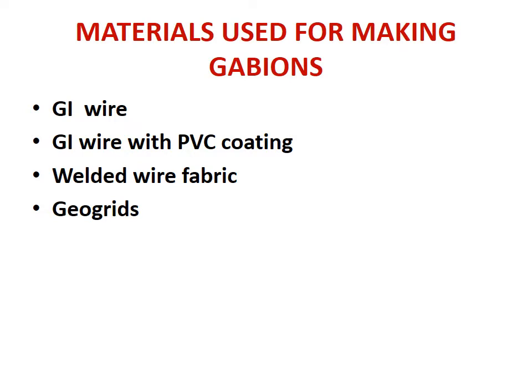Now let us discuss materials used for making gabions. Generally, I think GI wire is mostly used, and nowadays we have geogrids also. So these two types of materials, GI wire and geogrids, are largely used. Then there is welded wire fabric, as we have told, because it can be used in horizontal layers and vertical layers, exactly as available. So in architectural applications it can be used easily. Then GI wire with PVC coatings is also available, but that is mostly not used.